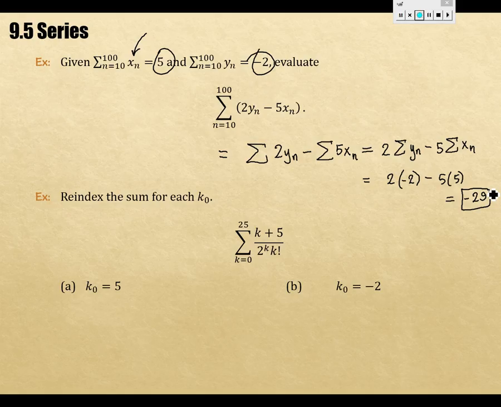All right, let's take a volunteer on this first one down below, whenever you're ready. Again, the point here is, can you just re-express the sum so that 5 is the lower limit? That's all. Or over here, so that -2 is the lower limit.